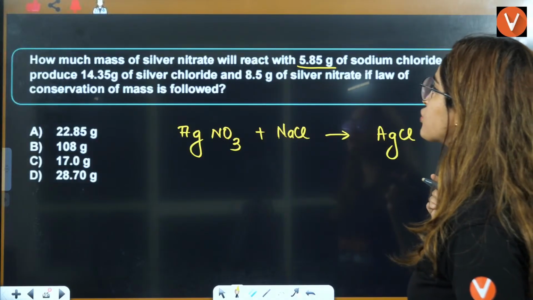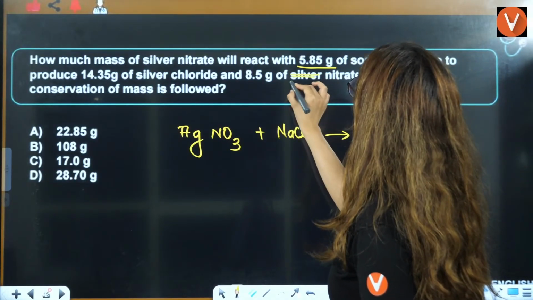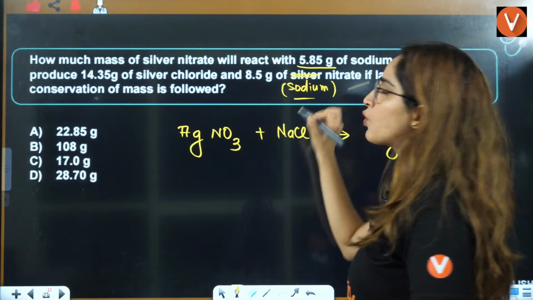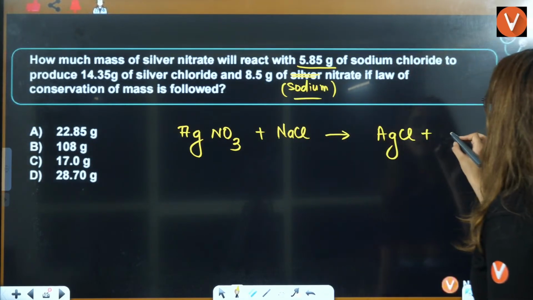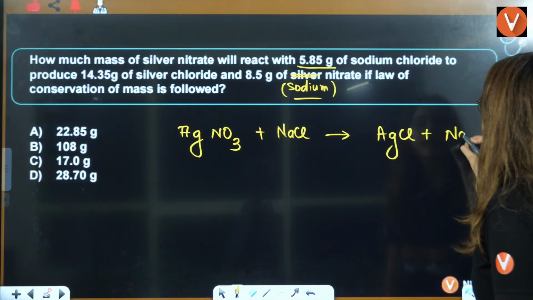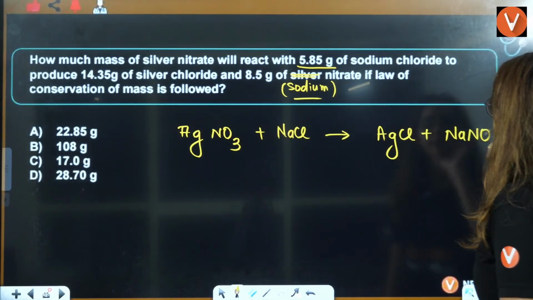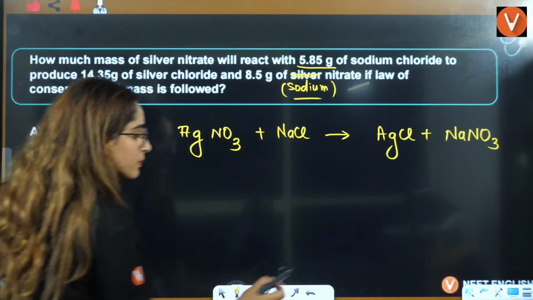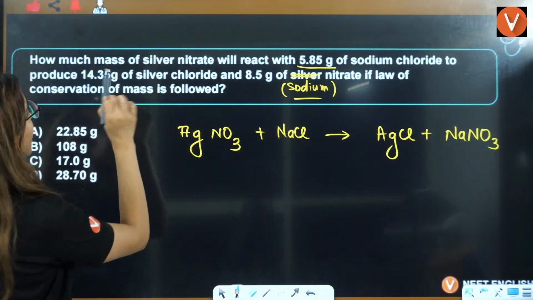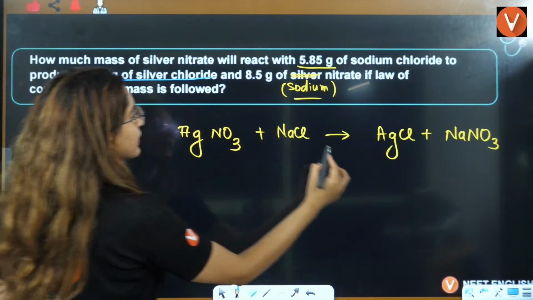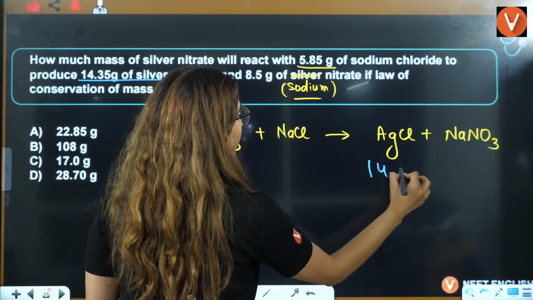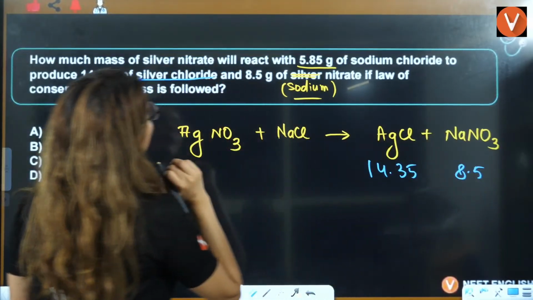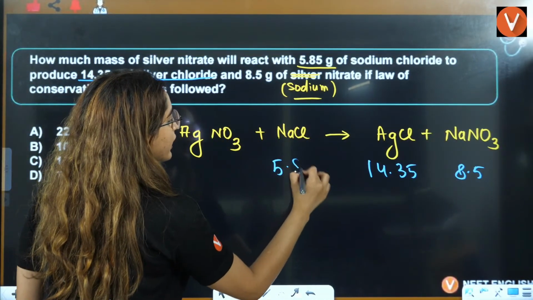It is producing silver chloride and, I think, it should be sodium nitrate. Typing mistake, right? It should be sodium nitrate, that is NaNO3. Now you have these things. Now what are you going to do? Just put in the values here. How much of silver chloride? That means this is 14.35. This is 8.5. NaCl is 5.85.